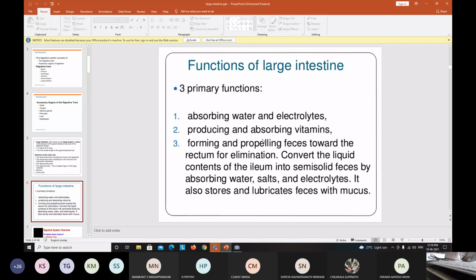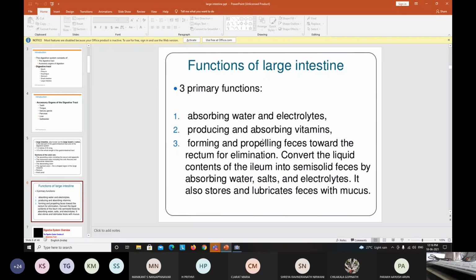Then one more important function of the large intestine is lubrication. It lubricates the feces, the mixing of the food, digestion, then absorption. So one of the important functions is lubrication also. It lubricates the feces with the mucus.